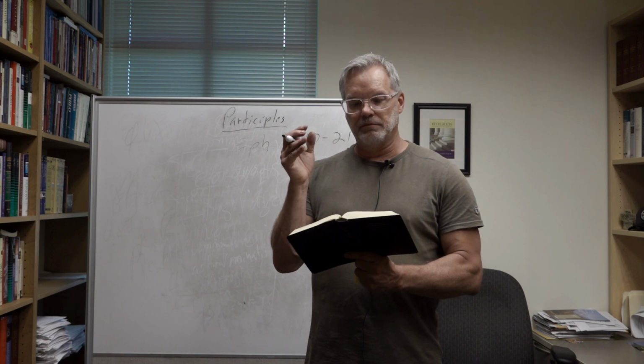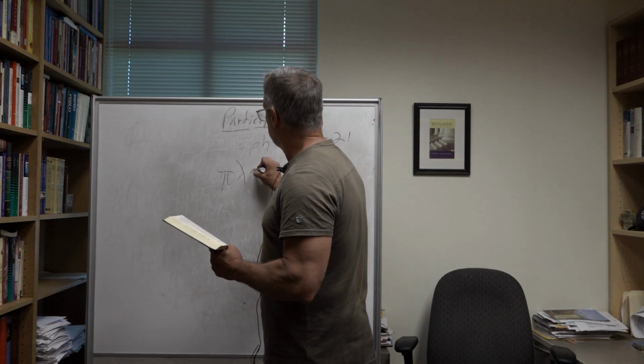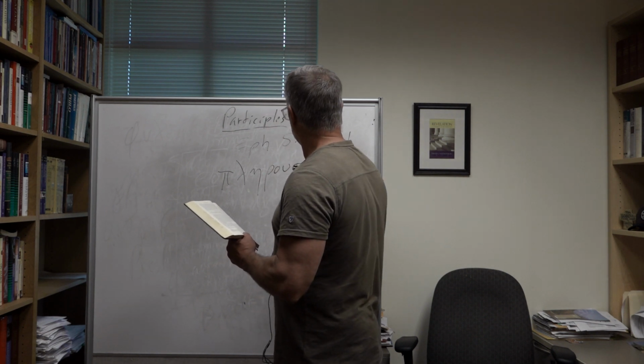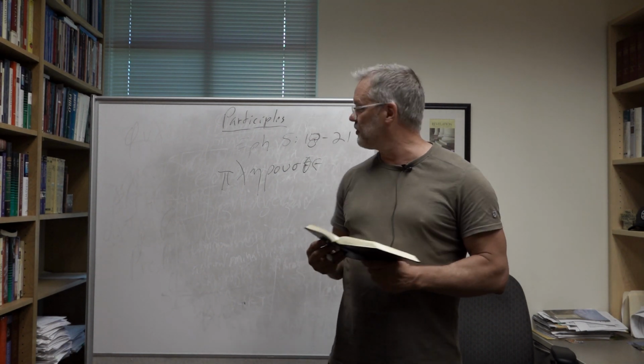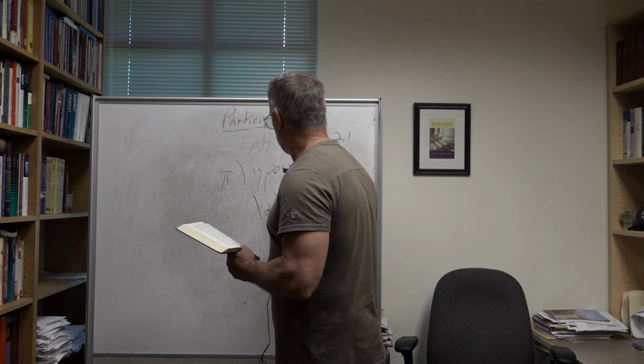So chapter 5 verse 17, because of this, do not be... I want to start with verse 18. We could read 17. Verse 18, "and do not be drunk with wine, which is debauchery, but be filled with the Spirit." Plērousthe, a present imperative. Be filled with the Spirit. So there's your main verb. Now what follows is a string of adverbial participles.